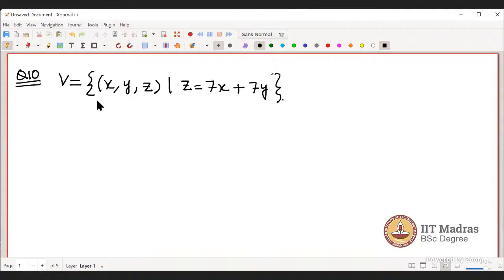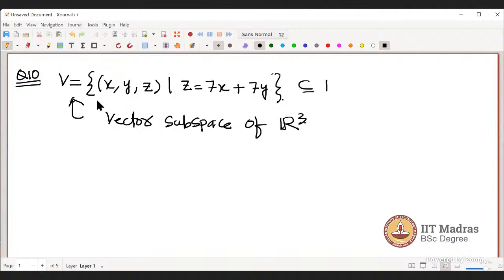So as you can see, you can check that this is a vector subspace of R3 because it's a subset of R3. Is it given, sir? Yeah, so basically it's given that B is a vector subspace of R3. It's given in the question.